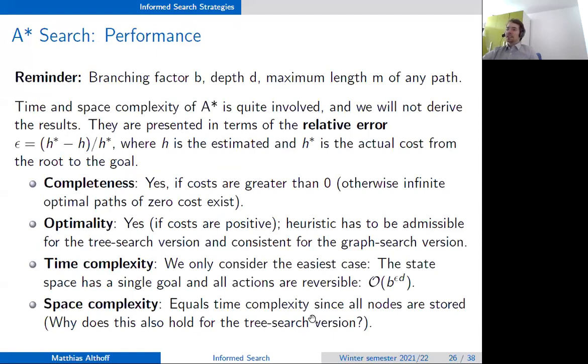And space complexity is the same, since all nodes are stored. Even if you would use the tree search version, and why is that? It's because we have to store the F values for each node, and that's why even a tree search algorithm wouldn't make any sense anyways, because the only reason why you would use tree search is you don't have to store as many nodes, but because you have to know the F values anyways, this doesn't make sense for A-star search.